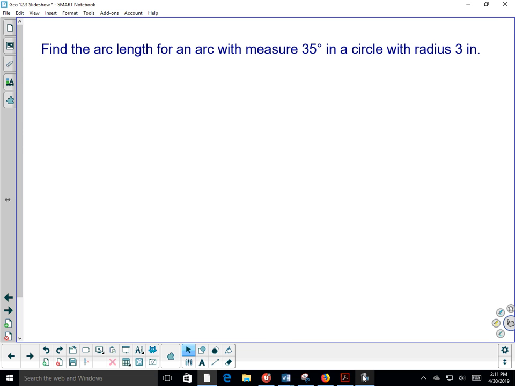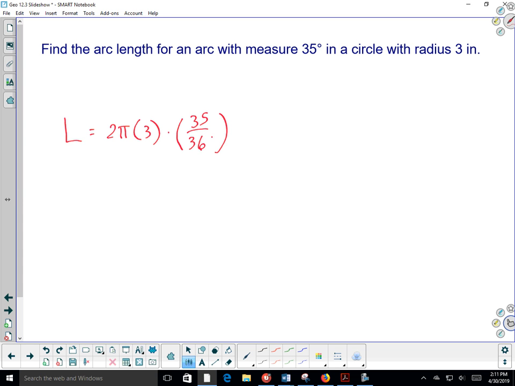Okay, I just plugged what we know into the formula. I did the arc length equals 2 times pi times the radius, which equals 3. And then parentheses, because you're multiplying, 35 divided by 360. And what did this turn out to be? I didn't finish that yet. Okay. You're all plugging this in? I'm done.